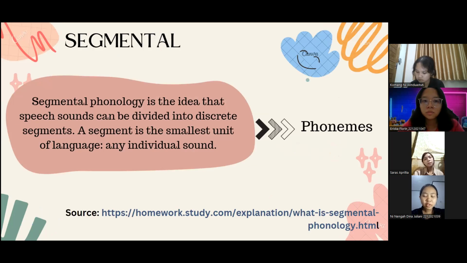So segmental phonology is where sound can be divided into discrete segments. A segment is the smallest unit of language, which means any individual sound. So because the segment is the smallest unit of language, of course it is related to phonemes. Next.